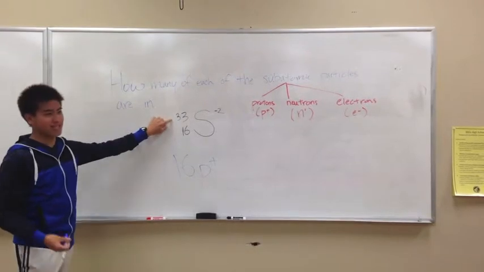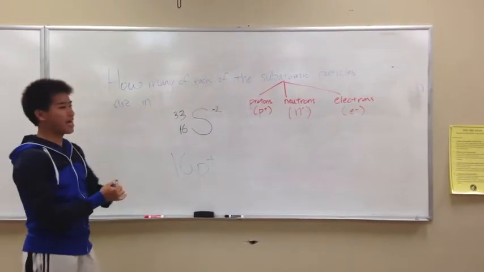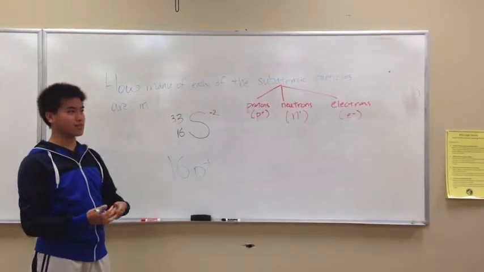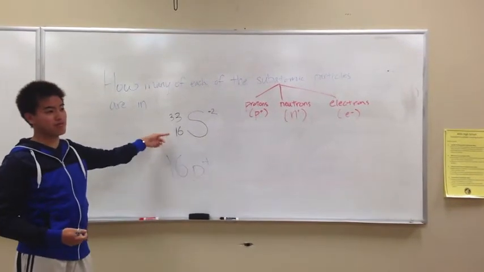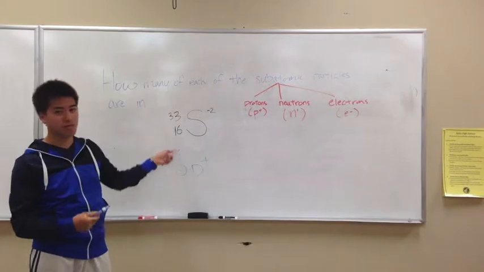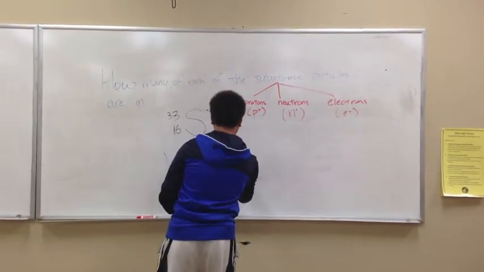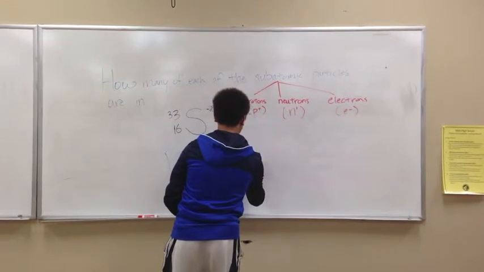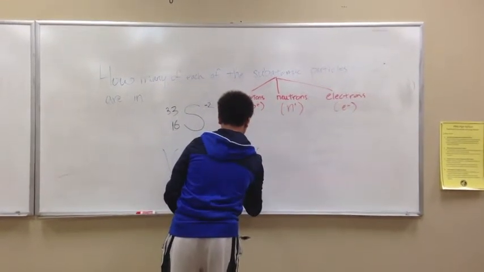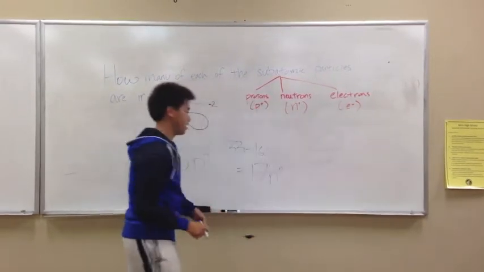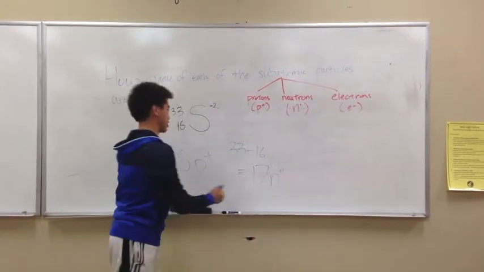And the top number is the atomic mass, and that includes the protons and neutrons. So you subtract the number of protons from the atomic mass, and we'll get the number of neutrons. And then we get 17 neutrons.